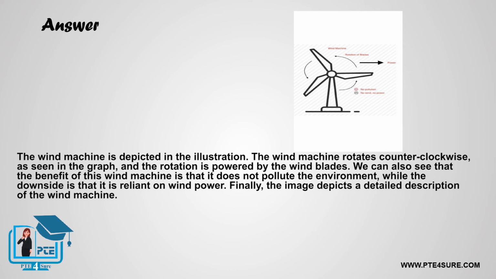The wind machine is depicted in the illustration. The wind machine rotates counterclockwise, as seen in the graph, and the rotation is powered by the wind blades. We can also see that the benefit of this wind machine is that it does not pollute the environment, while the downside is that it is reliant on wind power. Finally, the image depicts a detailed description of the wind machine.